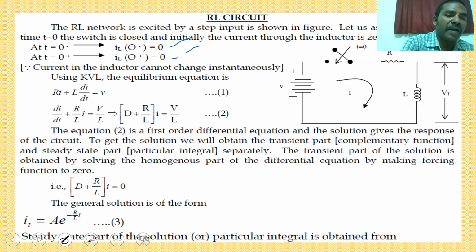Now I am applying KVL for the RL circuit. So R into i plus L di by dt is equal to V. Then di by dt plus R by L into i is equal to V by L, or D plus R by L into i is equal to V by L. This is a first order differential equation.